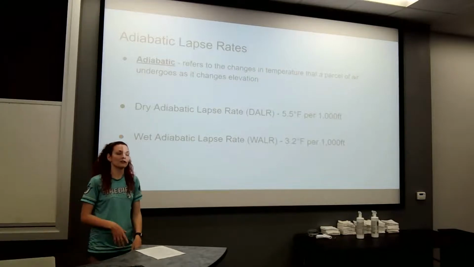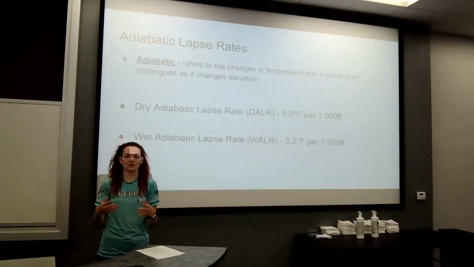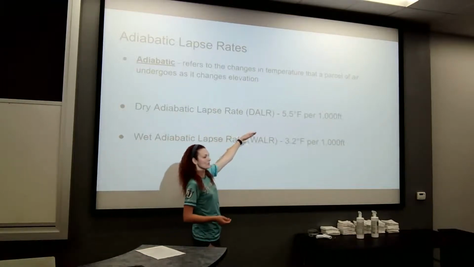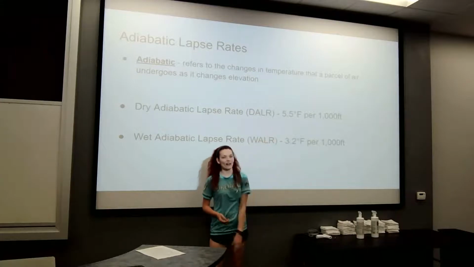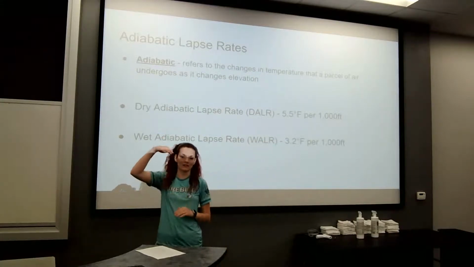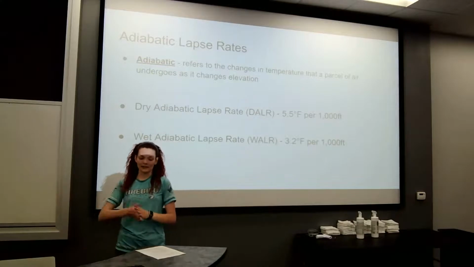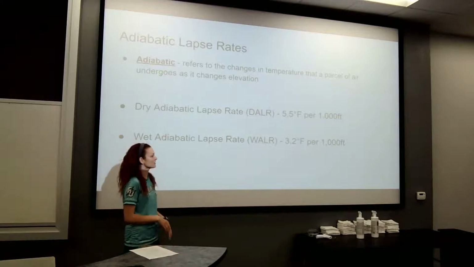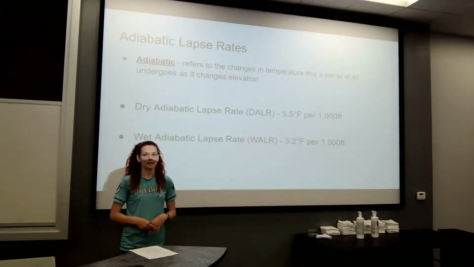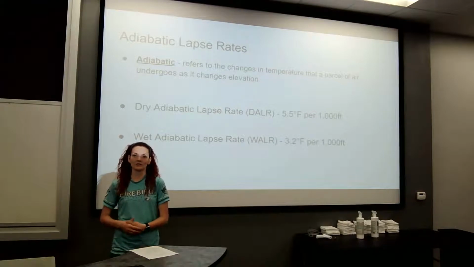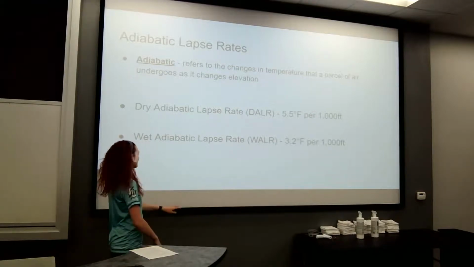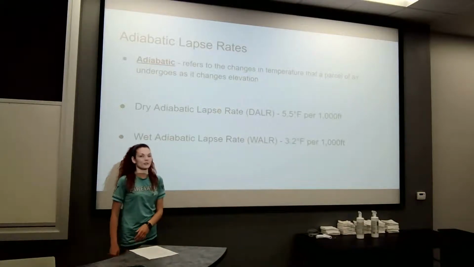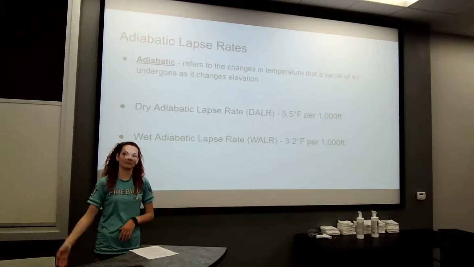If our parcel of air is dry, there's no moisture, the rate at which it changes is 5.5 degrees for every 1,000 feet that it goes. So if it rises 1,000 feet, it's going to change by 5.5. Now, if our parcel of air has moisture, let's say it's saturated, so it has all that moisture and condensation is occurring, you're going to use your wet adiabatic lapse rate. And that one is 3.2 degrees for every 1,000 feet that you go up.